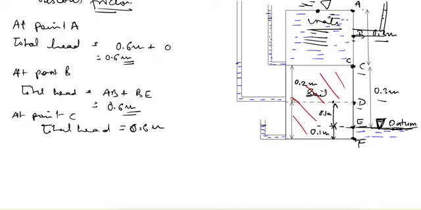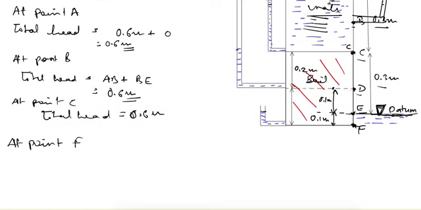Now D is the midpoint of the soil sample, but before understanding D, let's first see F. At point F, total head is equal to pressure head plus datum head. Because the water is rising up to this datum surface, the pressure head is 0.1 meter. And for datum head, this point F is below the datum by 0.1 meter, so datum head is minus 0.1 meter. So total head here is 0.